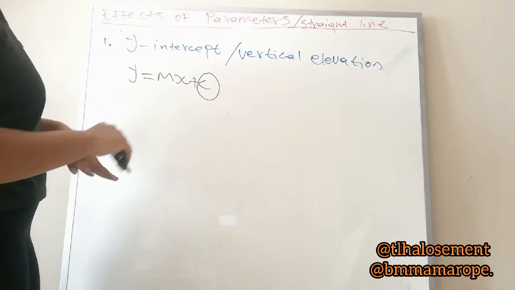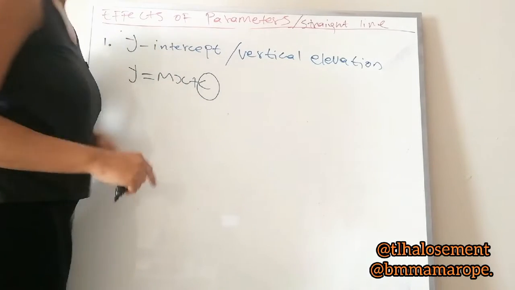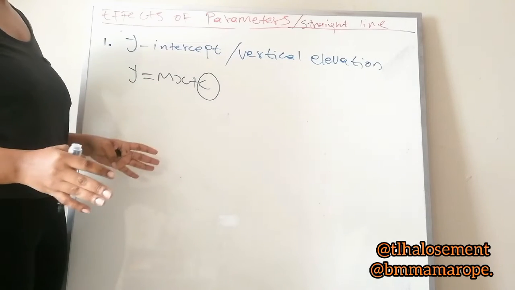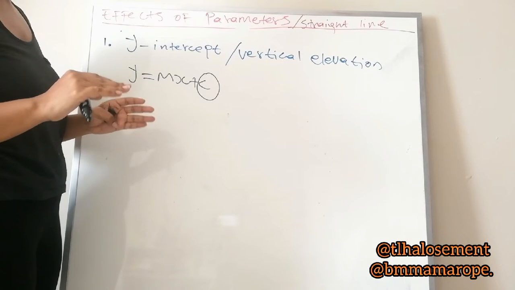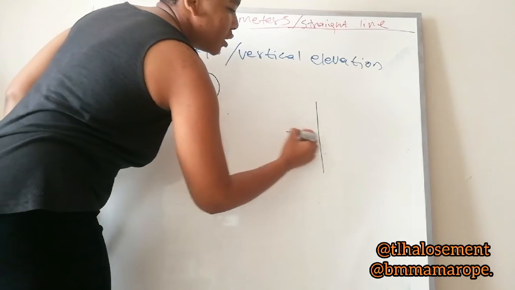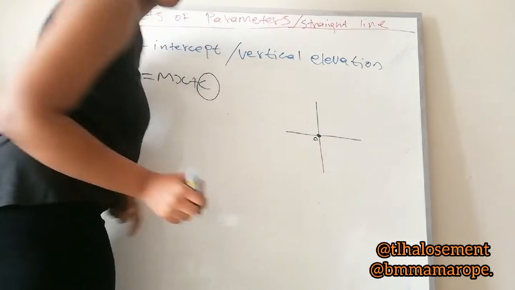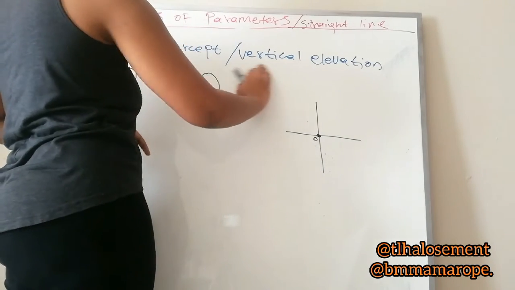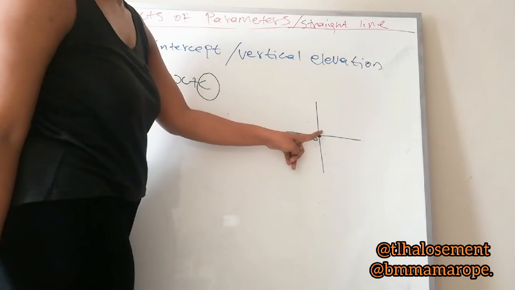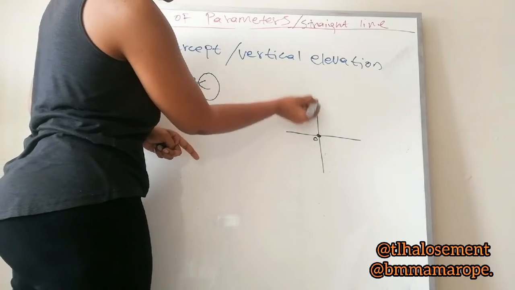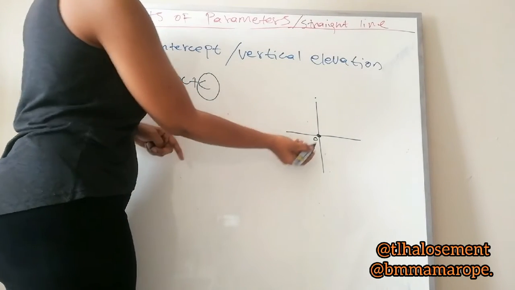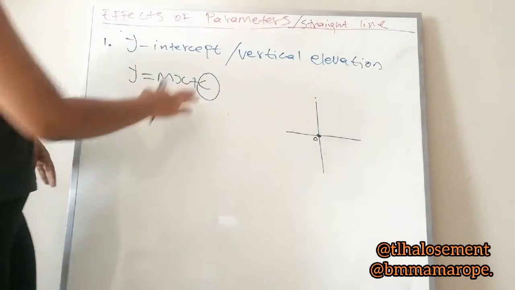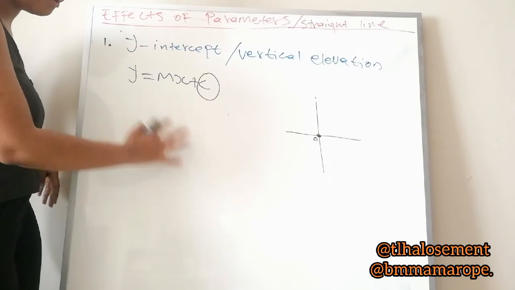The c component tells you about the vertical elevation. Elevation from what? With functions, everything is drawn on a Cartesian plane and is in reference to the origin. So this will be your Cartesian plane and this will be your origin, where x is 0 and y is 0. When we talk of elevation, we talk in reference to this point, as to how high above the origin your function is, or how low below the origin, right? So now let's look at the effect of this component in terms of a function itself.